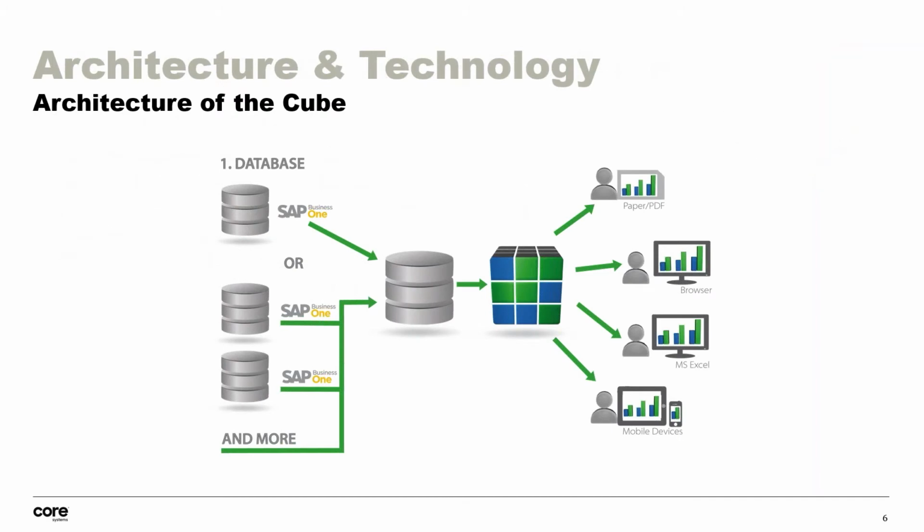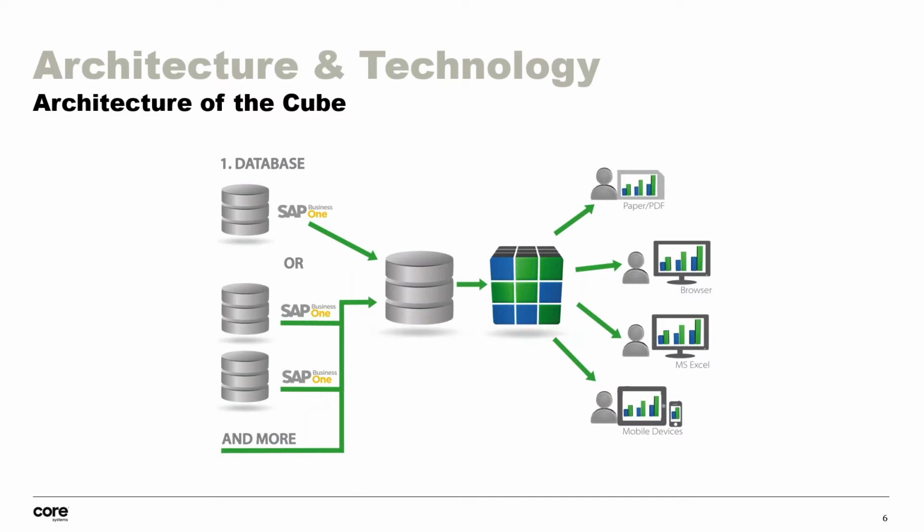And now about the architecture and the technology. So how does the solution actually work? We have one SAP Business One database, or otherwise we can also have several databases of B1, and the data just gets gathered together, and then will be transferred to the Cube. And there you have the possibility to slice and dice the information you need, or just use one of the predefined reports. And those you can then present in a PDF or on paper, via browser, via Excel, or also on mobile devices.